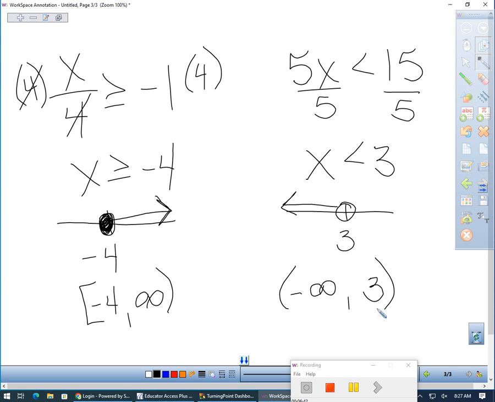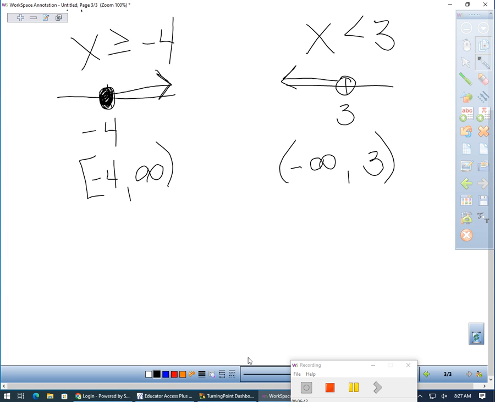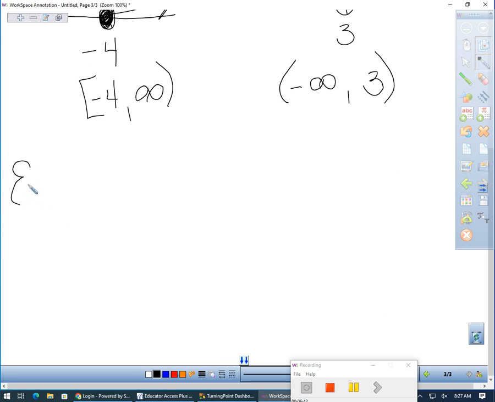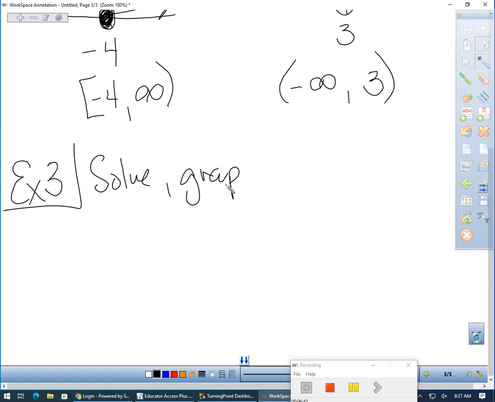Okay? So let me do 2 examples real quick, and then I'm done. All right? So example number 3. Again, I'm going to ask you to solve, graph, and of course, write interval notation.